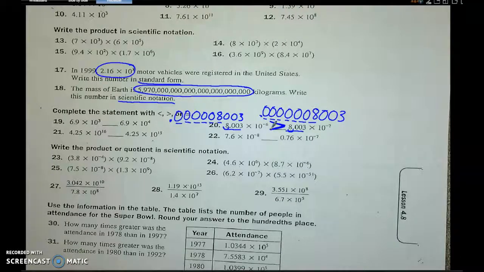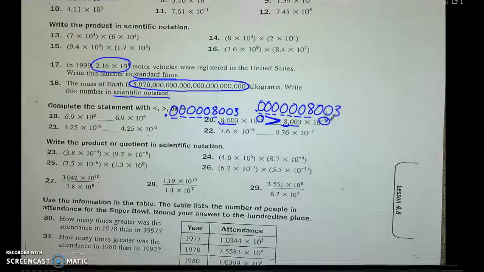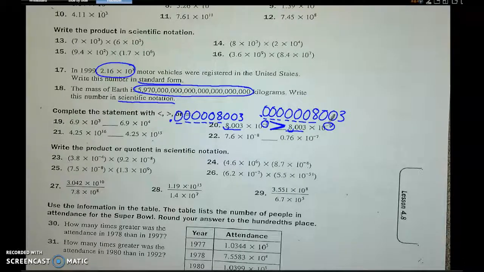Because the closer to the decimal that I get when I'm talking about my little pieces, my parts, then the closer, the bigger it is, okay? So I don't have to write out my numbers like this. I could just look at my exponent and say which exponent is larger. That number is larger when the coefficient is the same. So let's look at number 22.